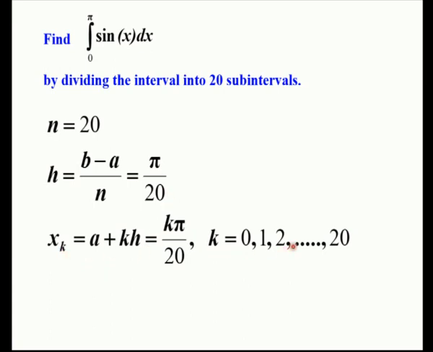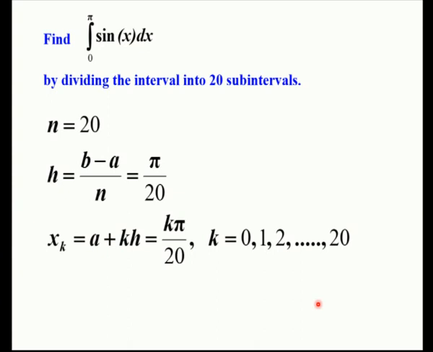When k equal to 0, you have x0. So, x0 is nothing but the left point, 0. When k equal to 1, I have pi over 20, the first point. Likewise, I have 20 points. So there are a total of 21 points, because with 20 sub intervals, each interval will have 2 points.